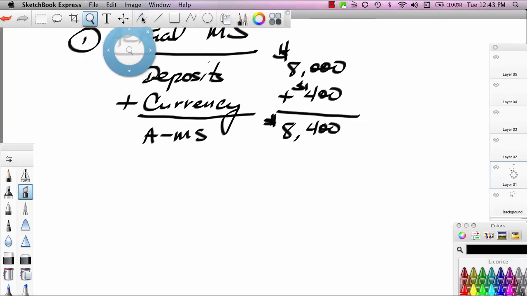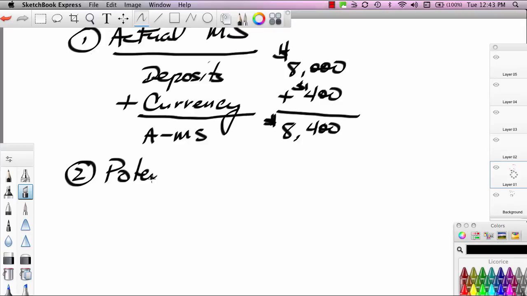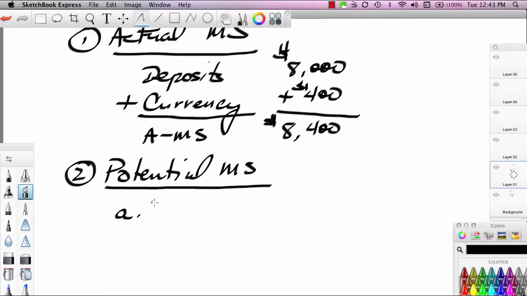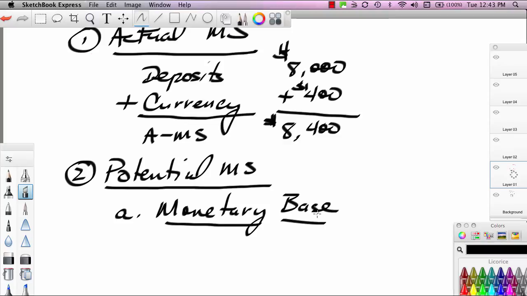The second calculation we'd like to do is to calculate the potential money supply. Okay, and a fairly straightforward calculation, except we're going to have to do two steps. The first thing we need is something called the monetary base. Now you're going to learn as you study money and banking more deeply that this thing called the monetary base is a very, very important idea.